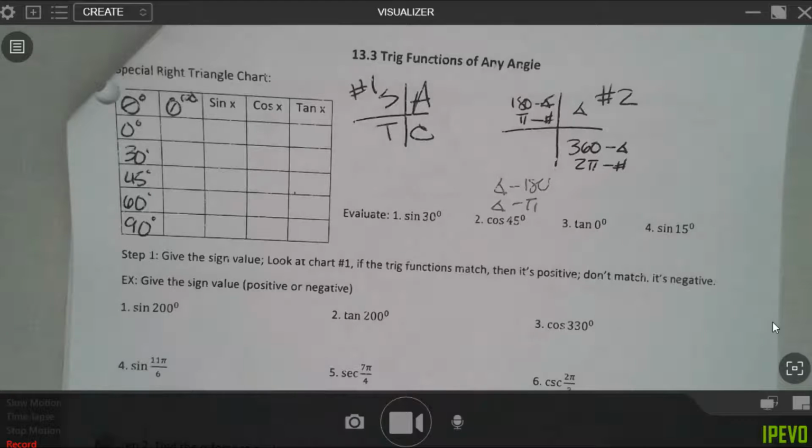All right, so today we're going to be doing our right triangle functions of any angle. So what that means is that first we have to do our chart, and then we're going to go ahead and fill out the answers from below. So what we need to know first is our chart here.